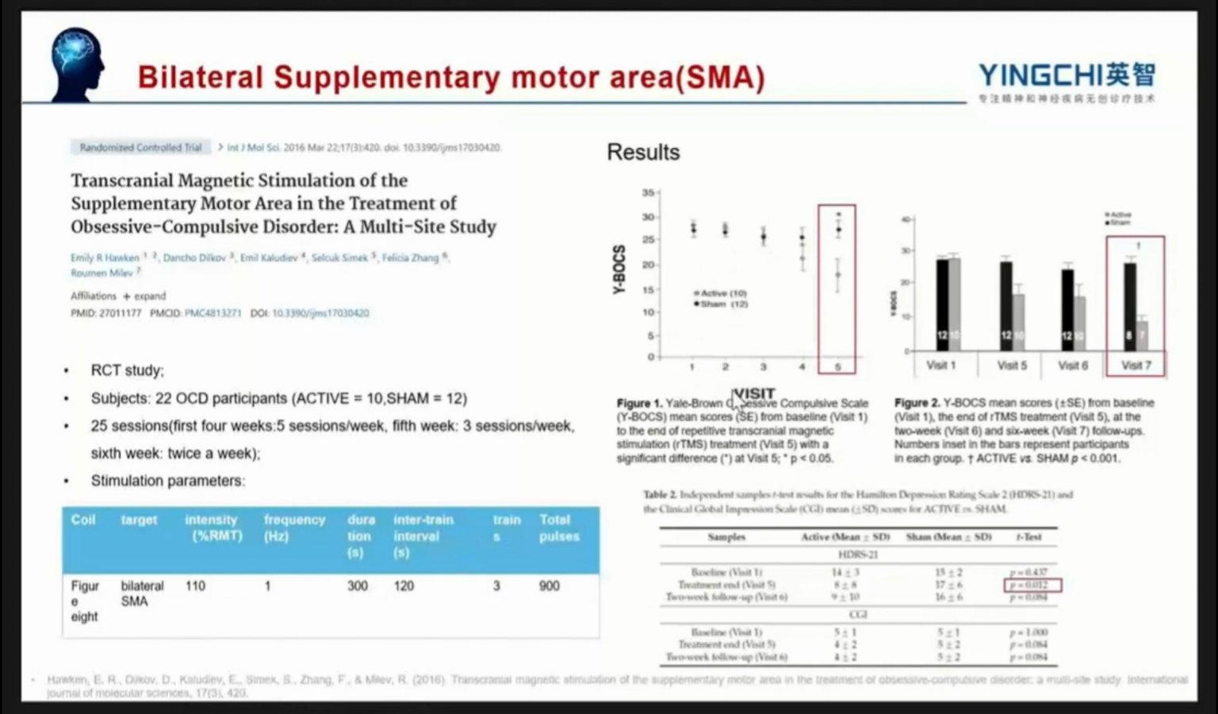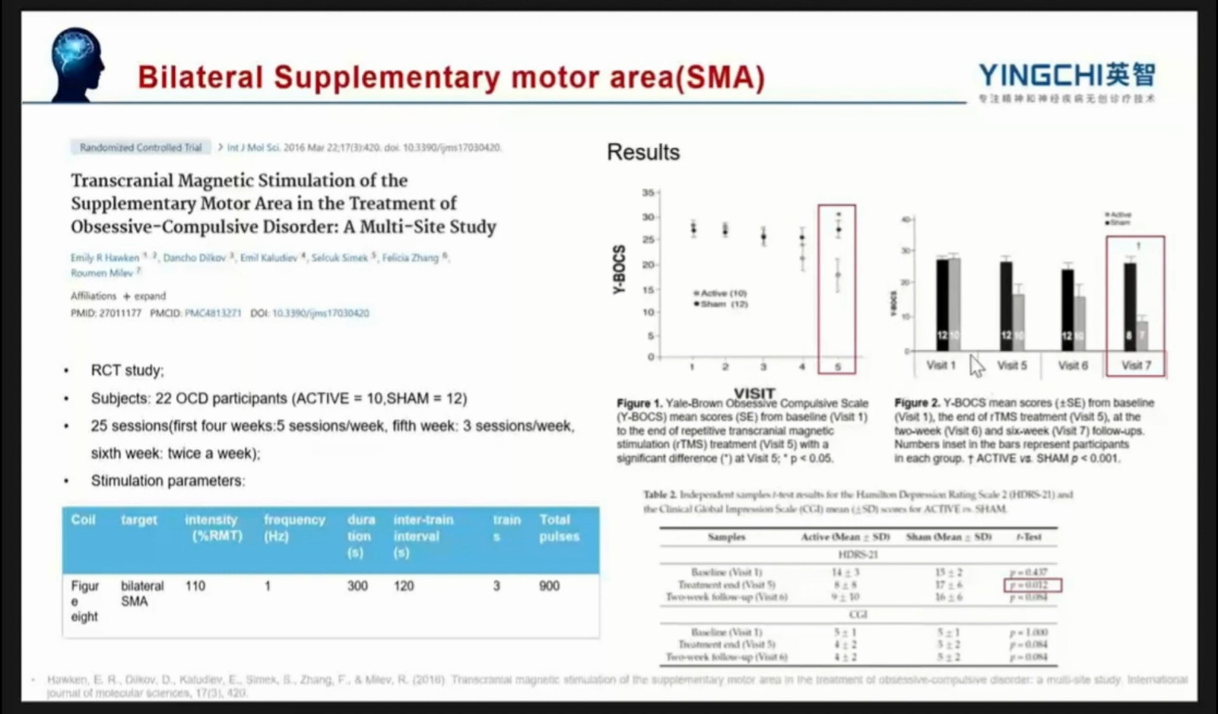this is the Yale-Brown Obsessive Compulsive Scale, and they measure the symptoms by using this scale at the baseline and after the first day of treatment. This is the baseline result. This is D1, that means after the first session of treatment, and this is after 2 weeks of treatment, after 4 weeks of treatment, after 6 weeks of treatment. And we can see that after all sessions of the 6 week rTMS treatment, there's a significant improvement in this Y-BOCS scale in the active group, but no significant improvement in the sham group.